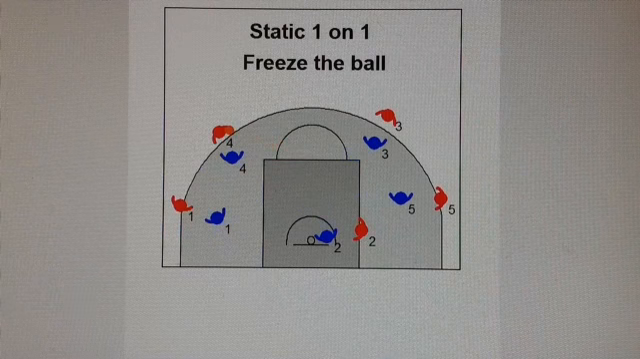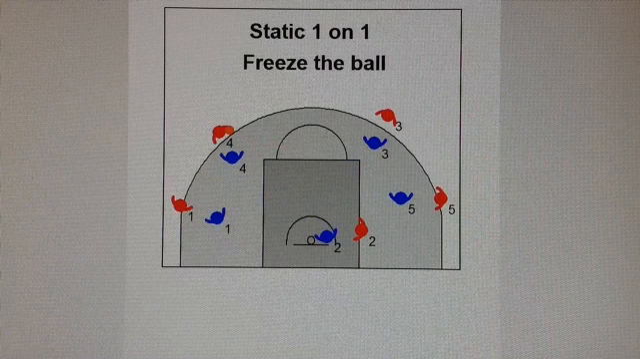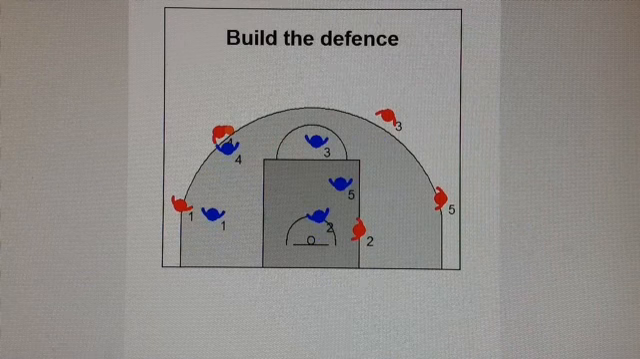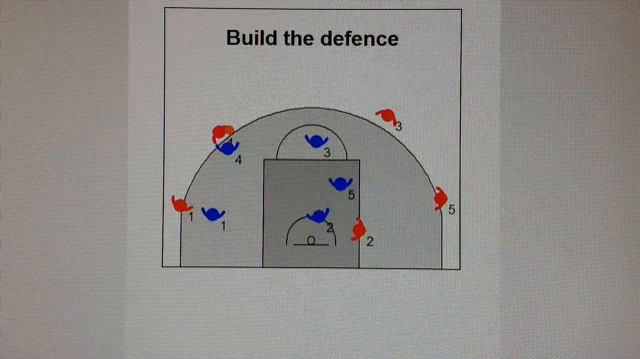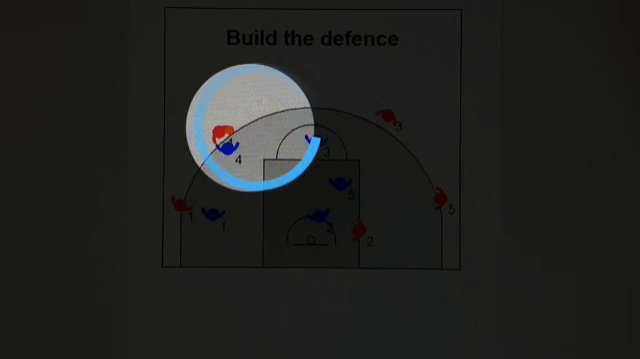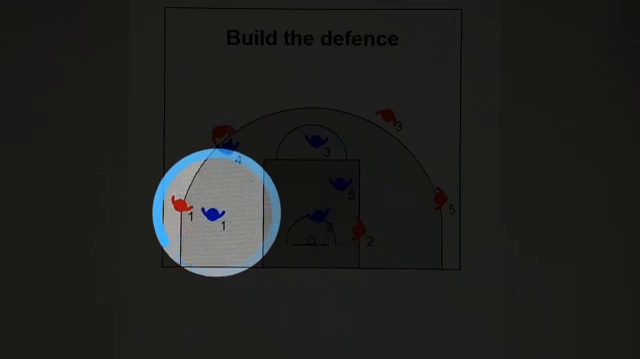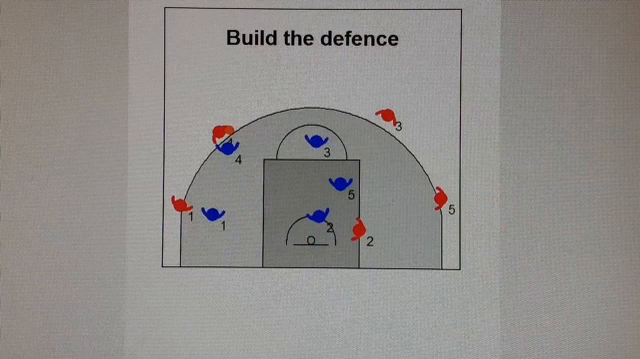So let's rewind. If for some reason the player freezes the ball, and this is one of the big problems in today's offense with the 24-second shot clock, the player holding on to the ball. Well, what this allows is for the defense to build their help defense. You can see here that we now have the player in a perfect force position. The help defense is in the key, and everyone is in perfect defensive position, and now it makes it much more difficult for that offensive player to make a good read.